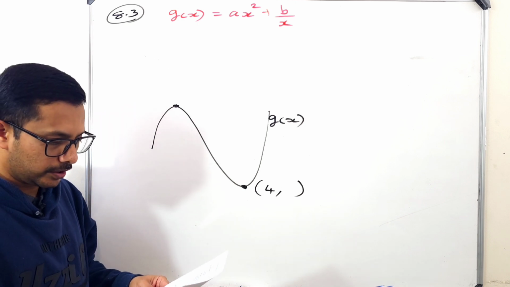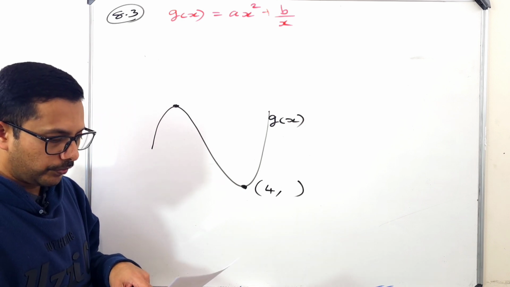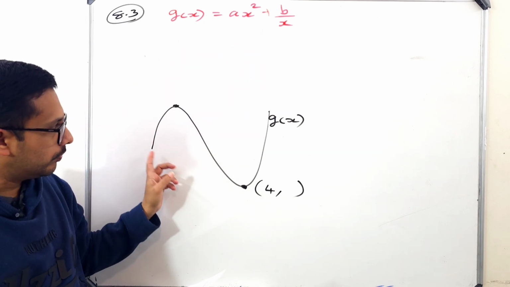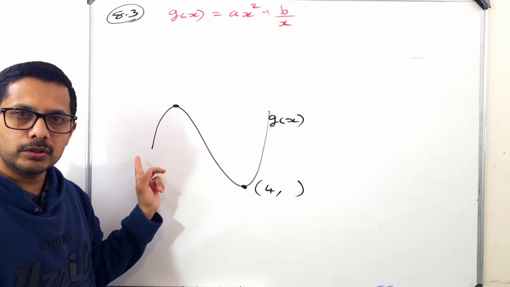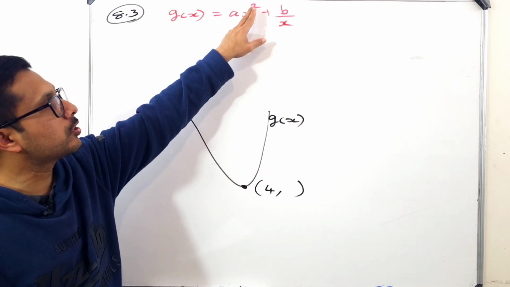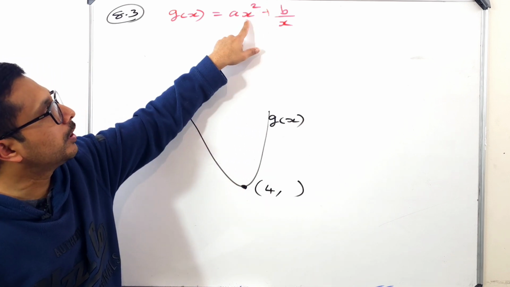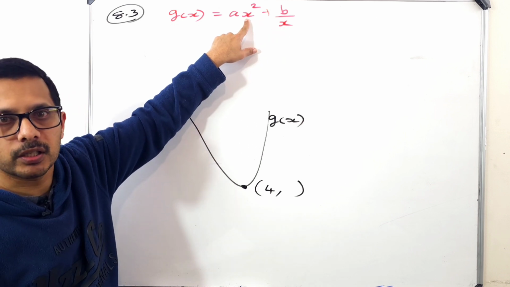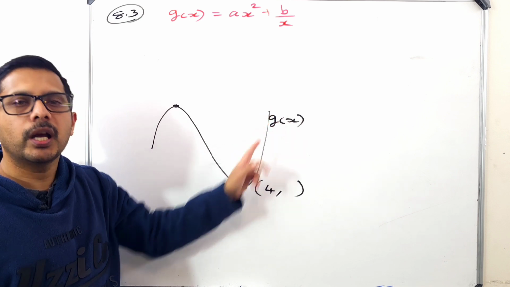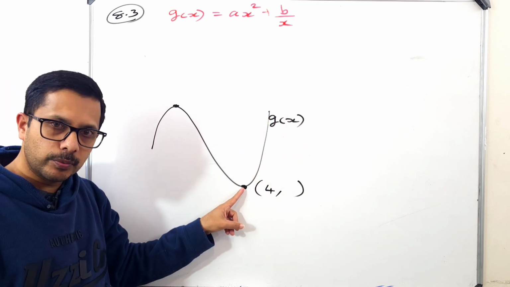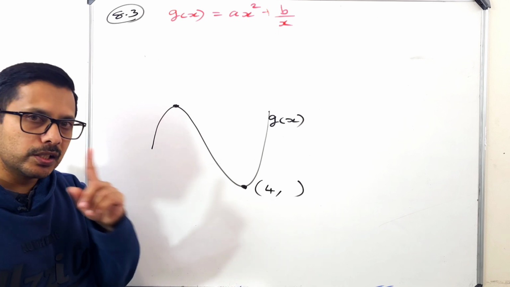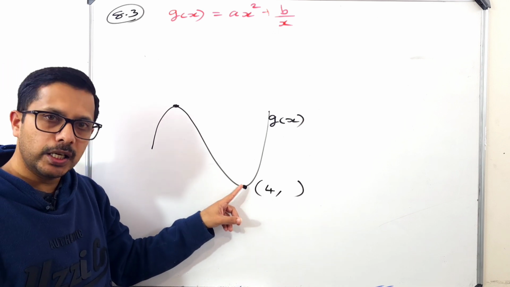Look at the first sentence once more. A function g of x is equal to this one has a minimum value. What is the minimum value of this function? That is g of x. Doesn't matter, don't worry about this x square. If I cross multiply this one, x into x squared is what? X cube. That means it's a cubic function. So this is a cubic graph, and what is the minimum value? This point is the minimum value. At that point, what is the x value? 4. And is this minimum point not a turning point also?